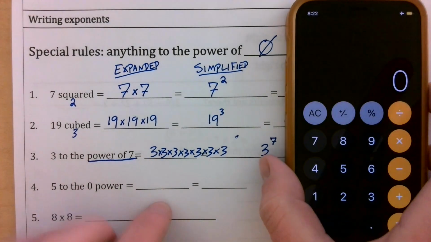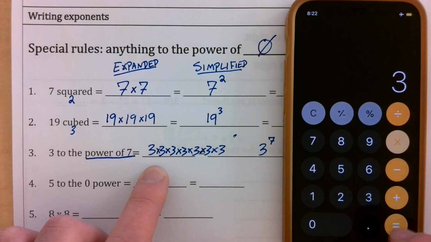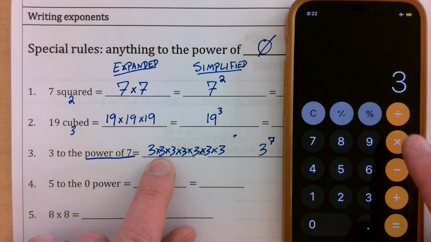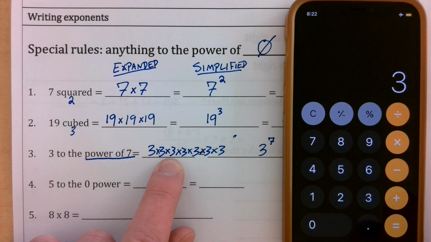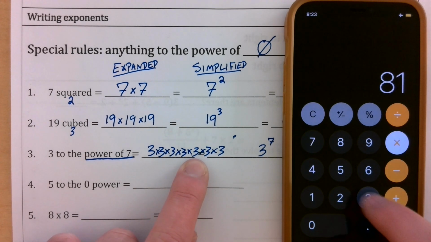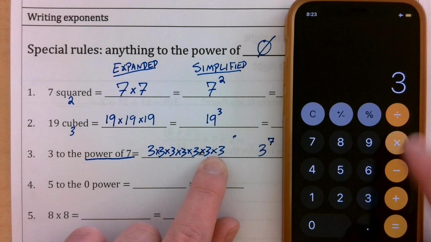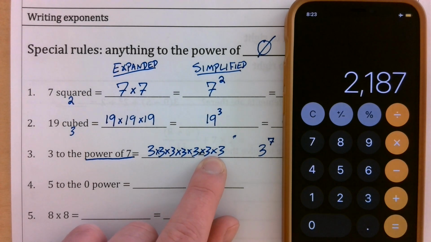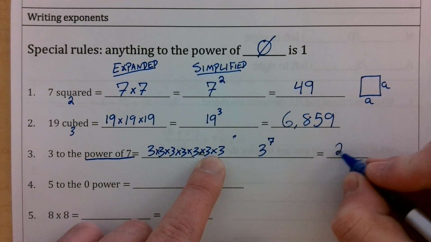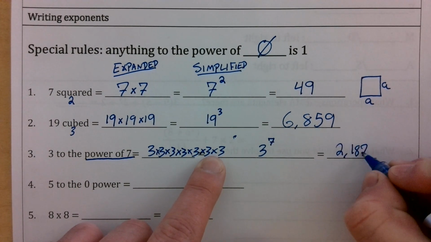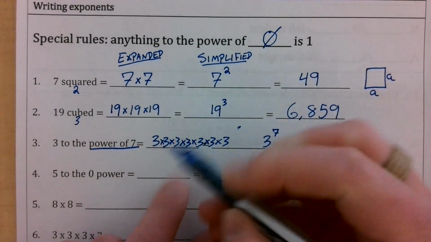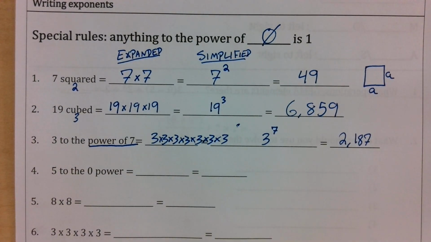All right, so we have 3 to the 7th power, so 3 times, there's 1, 2, times 3, times 4, times 5, times 6, times 7, 2,187. Whew. It's really easy to kind of get lost in how many numbers you've multiplied, so it's okay to cross them off as you go to make sure that you stick with the right number.